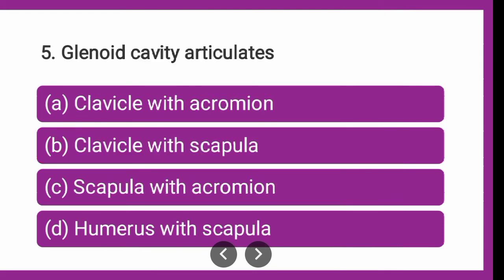Next question is, glenoid cavity articulates dash. Now, glenoid cavity, whether it articulates clavicle with acromion, clavicle with scapula, scapula with acromion, or humerus with scapula, which amongst the given is correct for the glenoid cavity? All of you can put your answers in the comment box fast. Till that, we will go for the explanation.